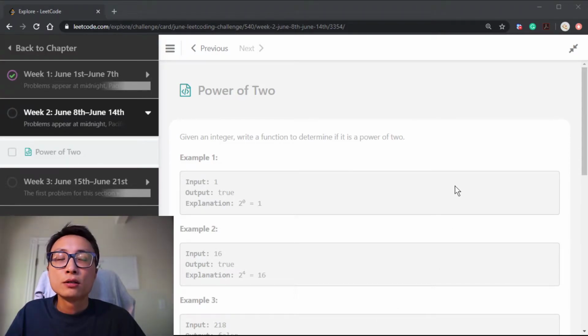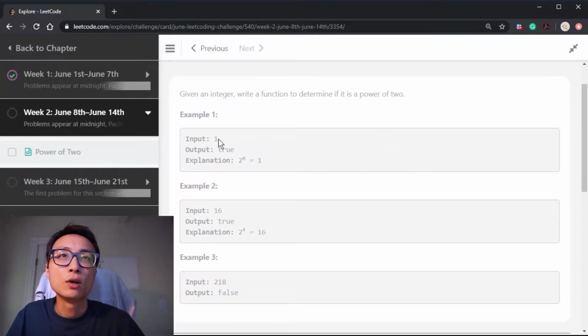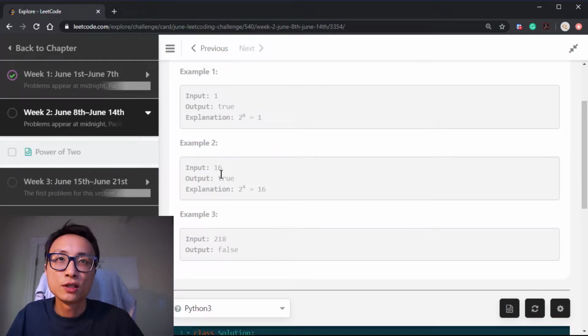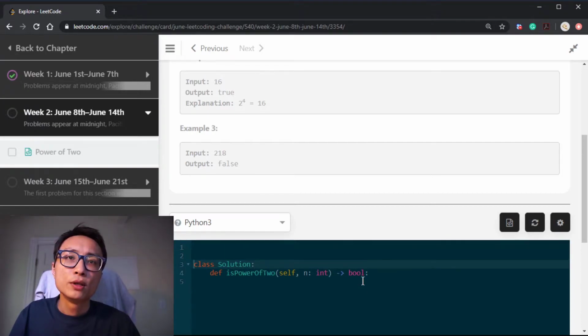Hey, hello there. Today's Leetcode challenge question is called power of 2. We have to write a function to determine if an integer number is a power of 2. 1 is 2 to the 0, 16 is 2 to the 4, 218, whatever that is, it's not 2 to some power. It's a very well-known bit manipulation question.